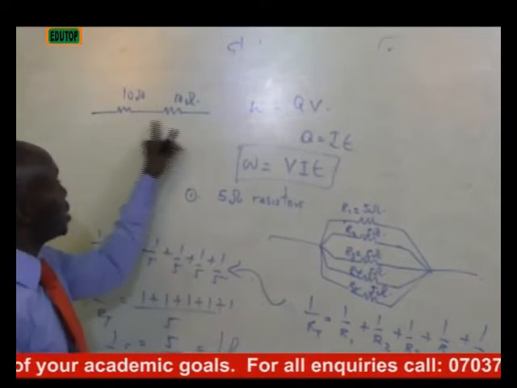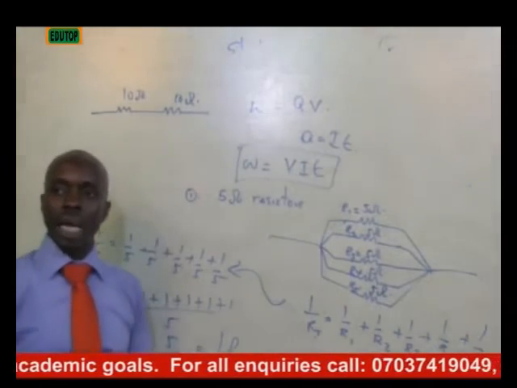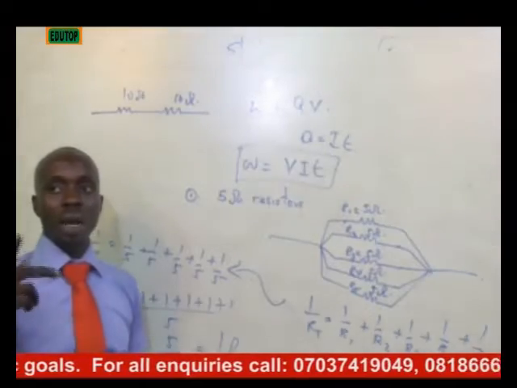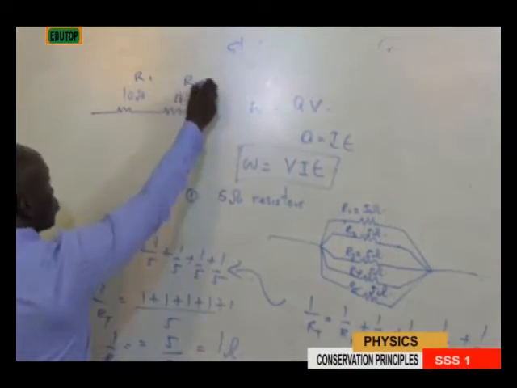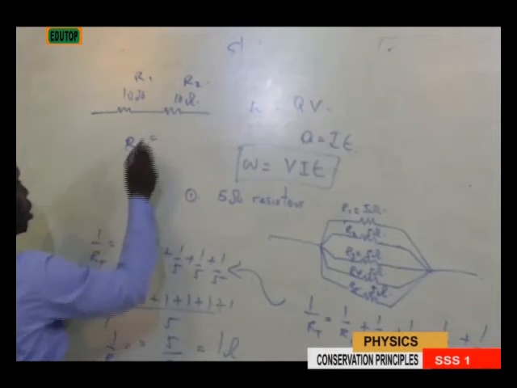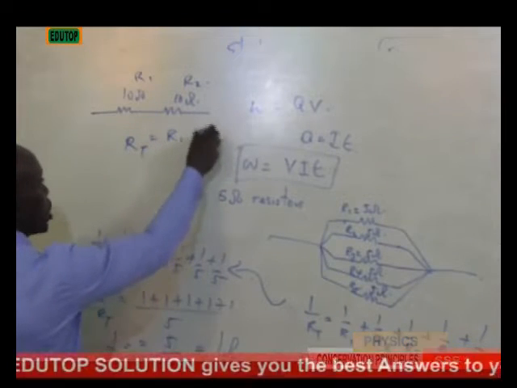They are connected in series. That's why it's on a straight line. Now we said we'll give a combined resistance. This one is easy. This is your R1, this is your R2. In your series connection, RT equals R1 plus R2.